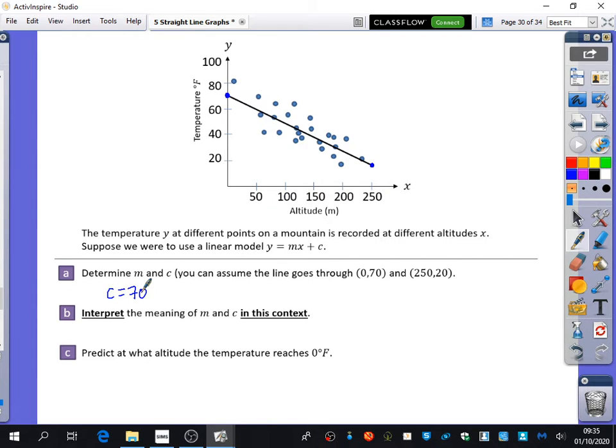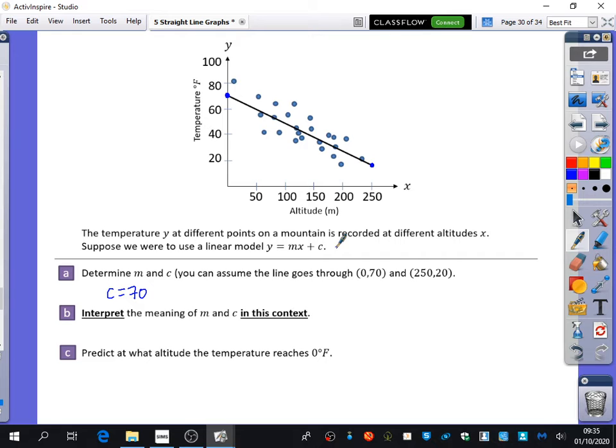Now, before we actually move away from this and go and find out what M is, I'm going to do part B, which wants us to interpret the meaning of M and C in this context. So to interpret something means to say, what does that number actually mean in this example? Not what does this number mean, oh, it's where it crosses the y-axis. What does this number mean in this particular example? Any suggestions of what this number actually means?